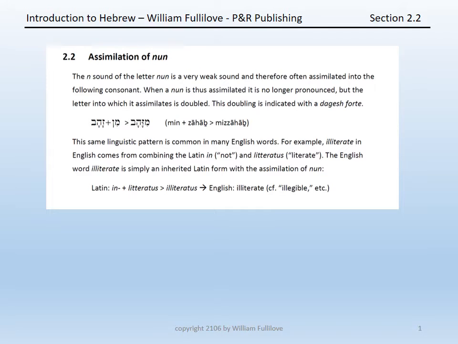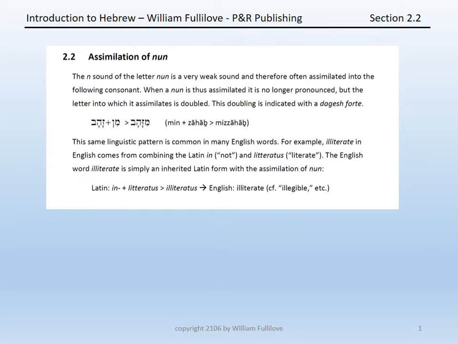In fact, it is such a weak sound that when speaking, especially when speaking rapidly, the n sound represented by the noon is often subsumed into the following consonant sound. This is called the assimilation of noon. And when a noon is assimilated to the following consonantal sound, it is no longer pronounced. Instead, the letter into which it assimilates is doubled. In other words, the n has taken on the pronunciation of whatever other letter.